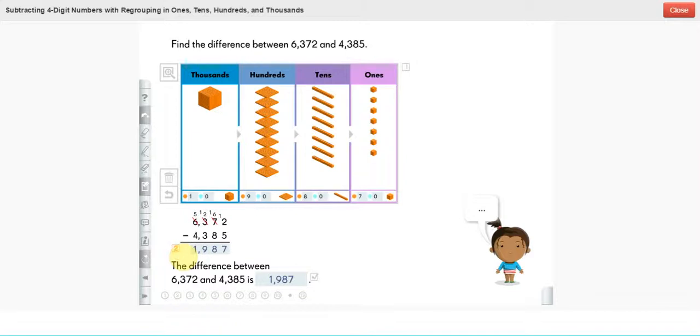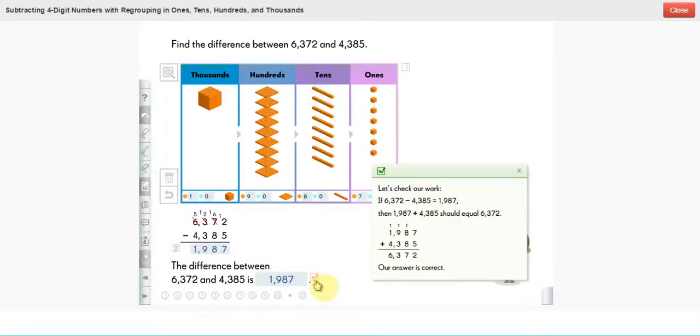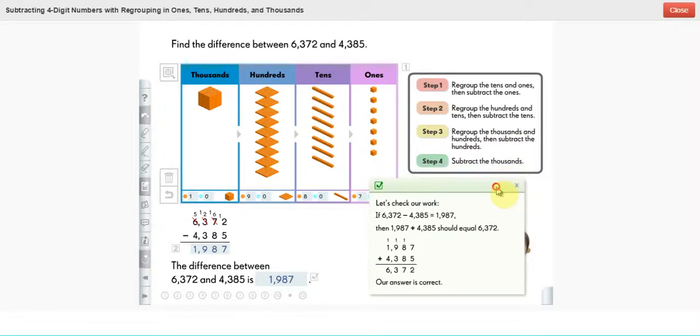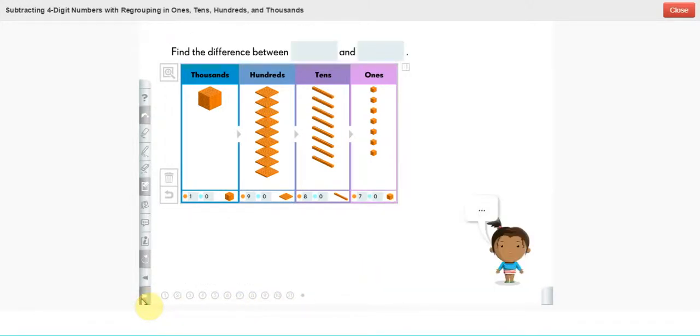We also need to reinforce that with the abstract representation. We also encourage students to check their work. And when we're ready, we can also share the steps for solving this particular problem. Next, we'll move on to the final segment, and I'll clear out my place value chart.